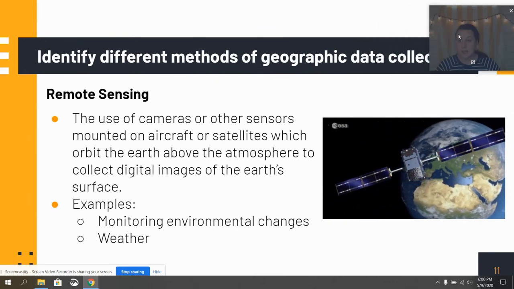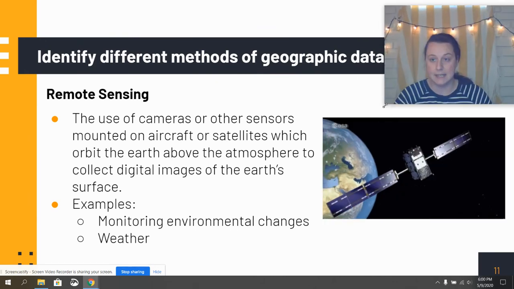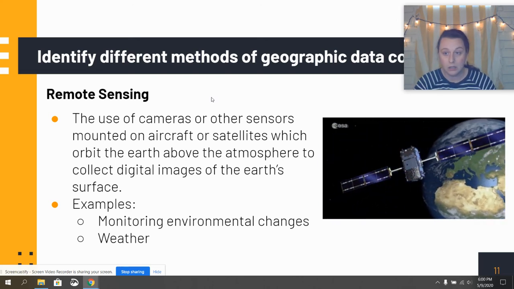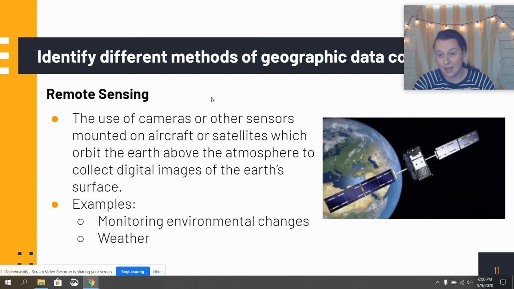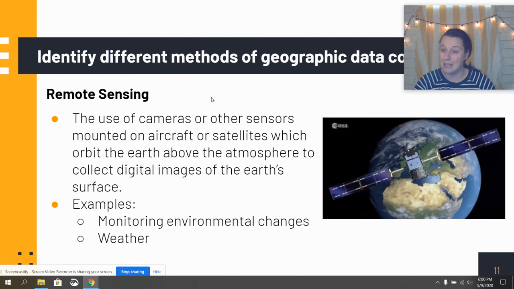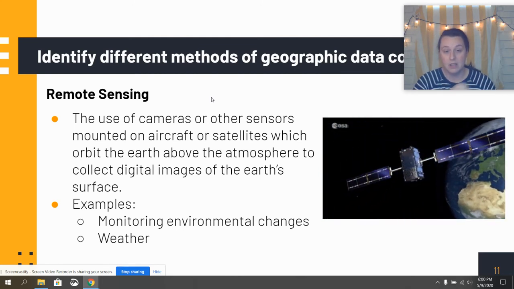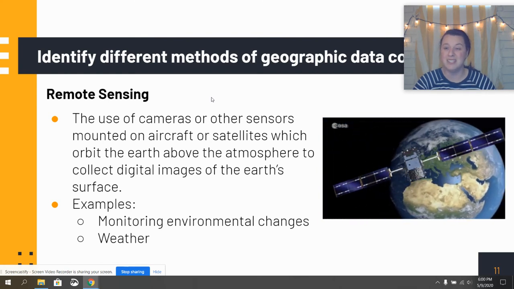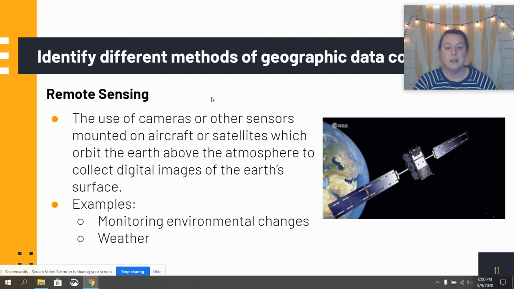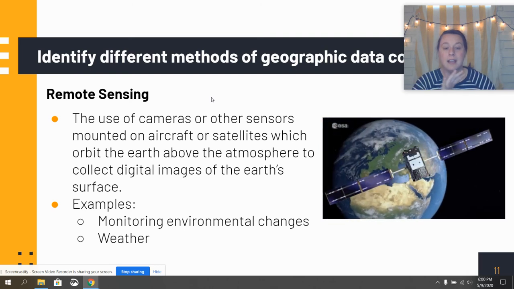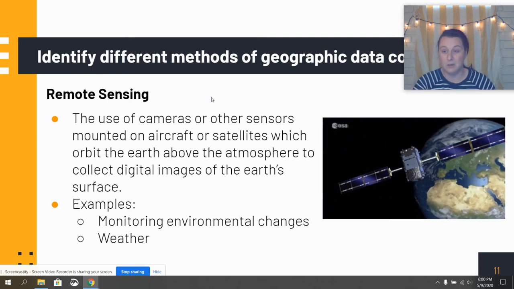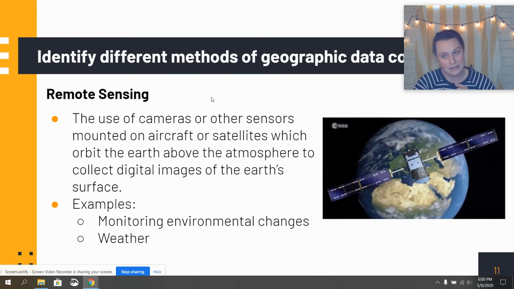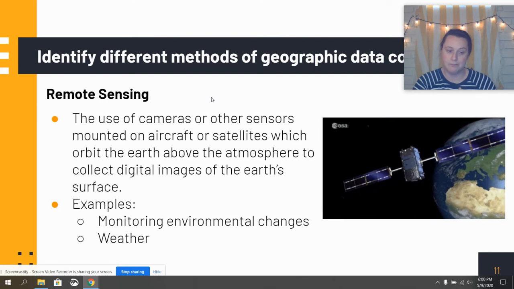Okay, so next up is remote sensing. This is the use of satellites as well, but instead of broadcasting information like latitude and longitude coordinates, remote sensing uses cameras or sensors to collect digital images, right? So these are like satellite images, which again, you are probably pretty familiar with. You see a lot of satellite imagery.